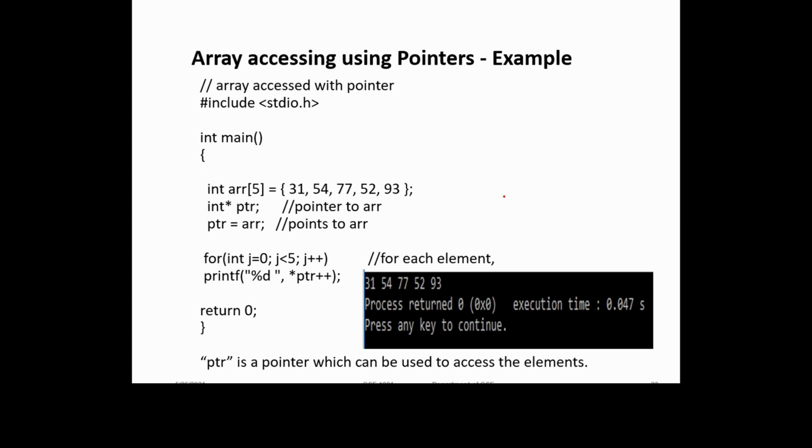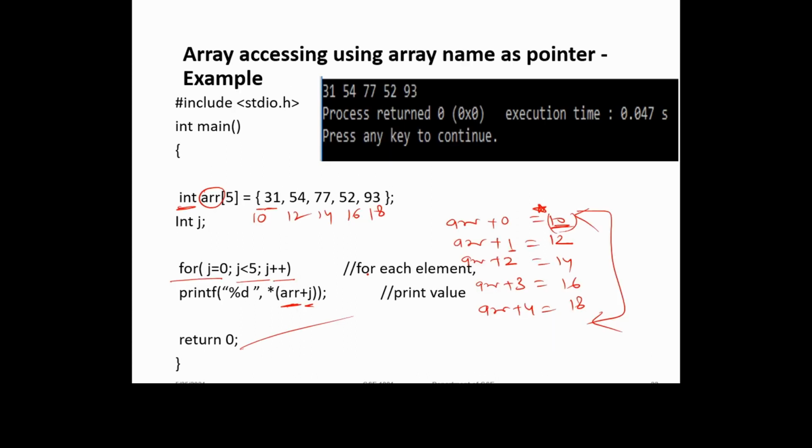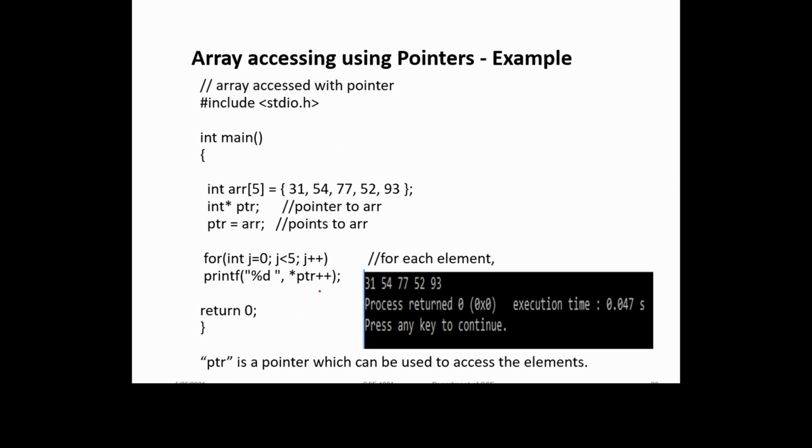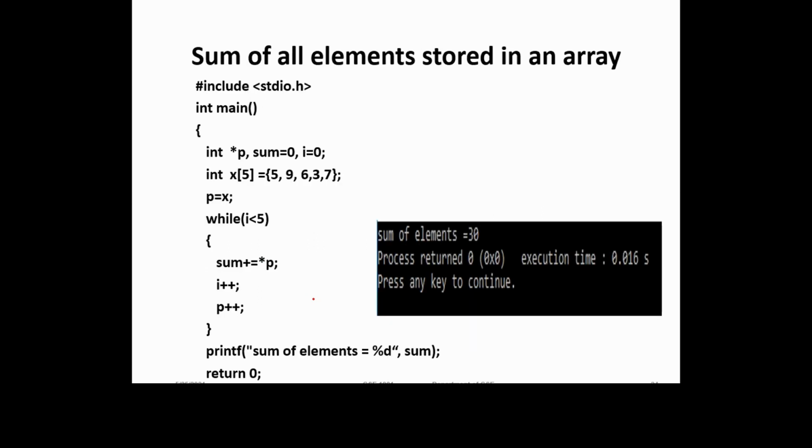Now, array accessing using pointers, another example. This can also be done the same way as previously. We are increasing it like this, or we can increase it the same way with ptr++ or ptr + 1. So it will be ptr = ptr + 1, then the value at that particular location.